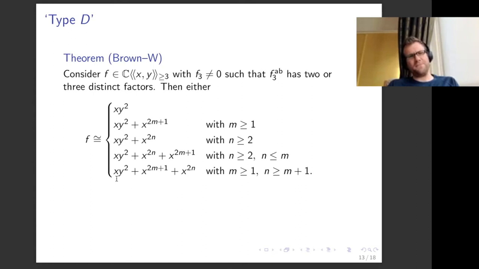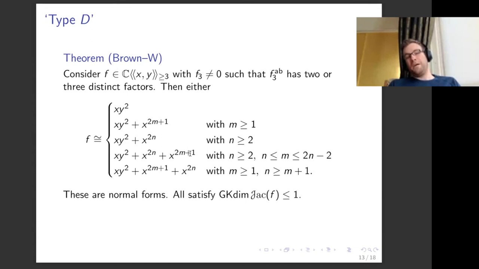If you think right back, I also wanted this list to be in normal form, so I didn't want there to be any algebras in this list that were isomorphic to each other. It turns out that some in this family are isomorphic to some in this family if this is much larger than this. So to get normal forms, the only thing we have to add in is a restriction that tells you that this odd number is not too much larger than this even number. And there you go, there are your normal forms. That's it.